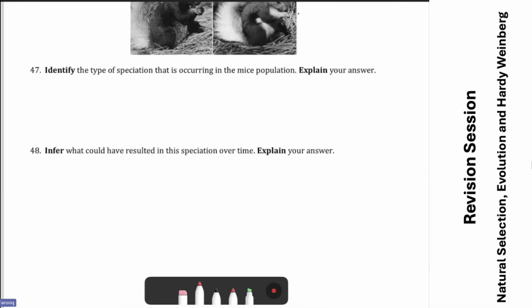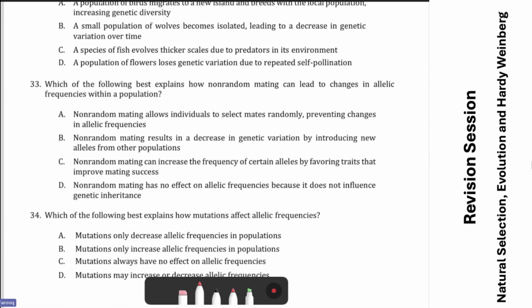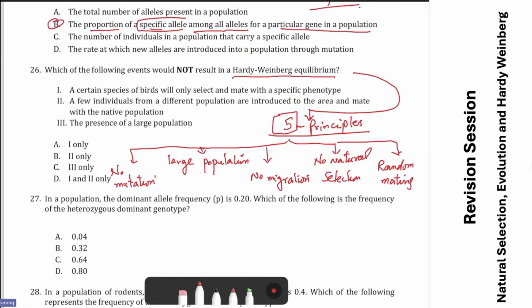Okay, let's go back. It means the multiple choice. So these two questions are related to the exam, and then we will see the five principles. Which of the following would not result in Hardy-Weinberg equilibrium? You need to find what is the violation in this question that will not lead us to the Hardy-Weinberg principle. Number one, a certain species of birds will only select and mate with specific partners. So there is a violation related to random mating. This is the one which will not let it be in equilibrium.